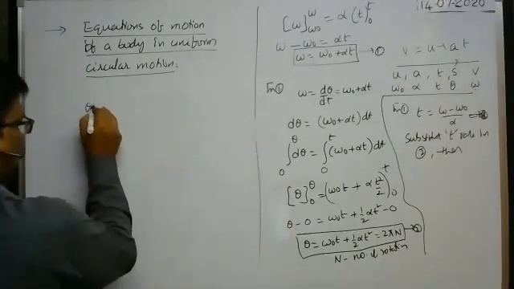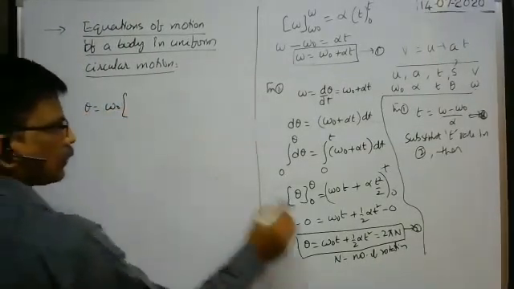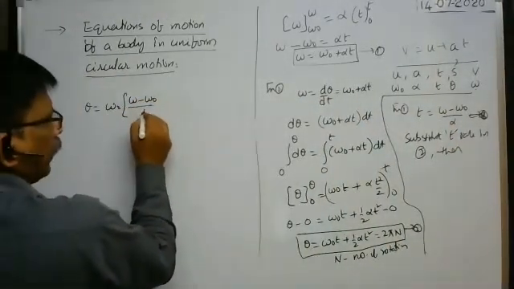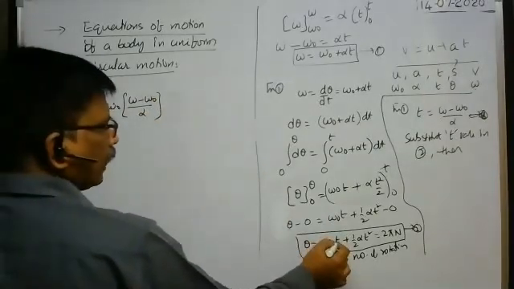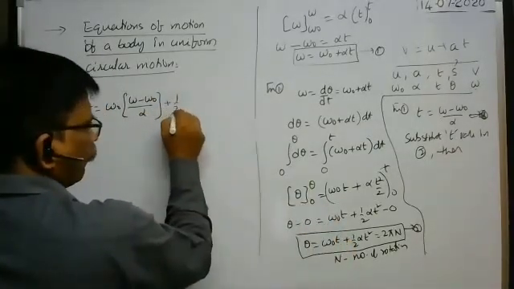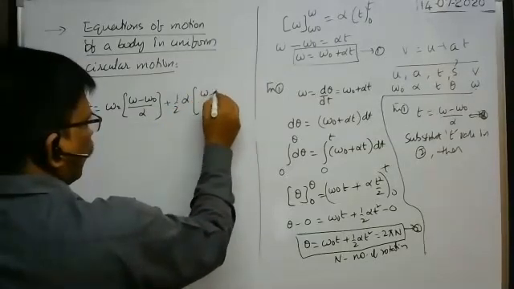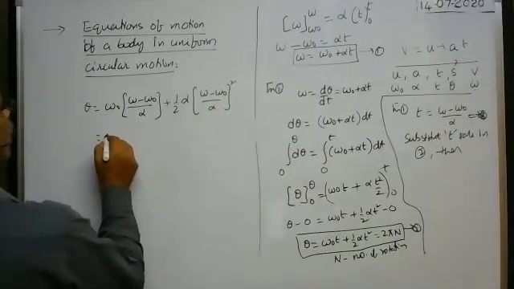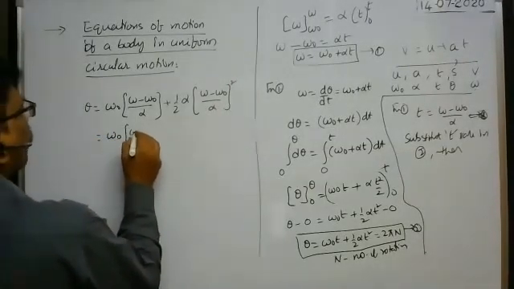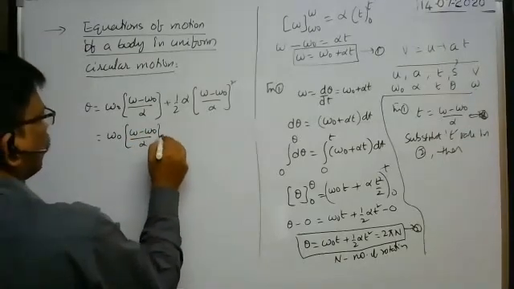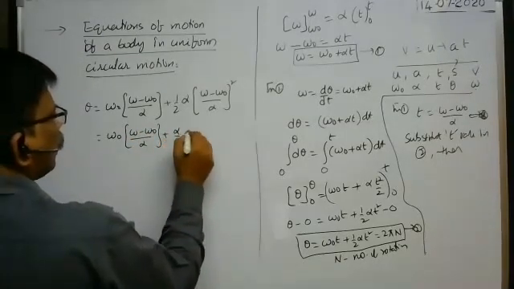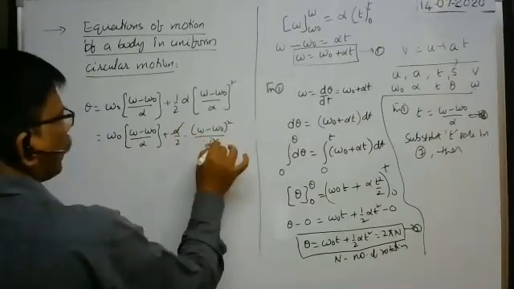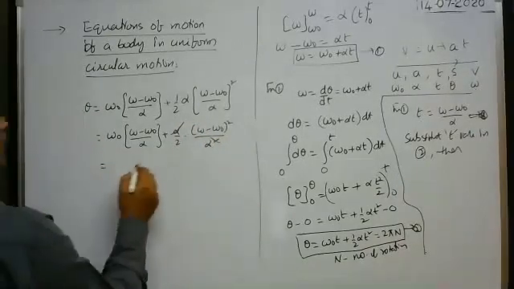So theta is equal to omega naught into t, that is omega minus omega naught by alpha. Instead of t, I have substituted, plus half alpha into t square, meaning omega minus omega naught by alpha whole square. This is equal to omega naught into omega minus omega naught by alpha, plus alpha by 2 into omega minus omega naught whole square by alpha square. Here alpha square cancels.